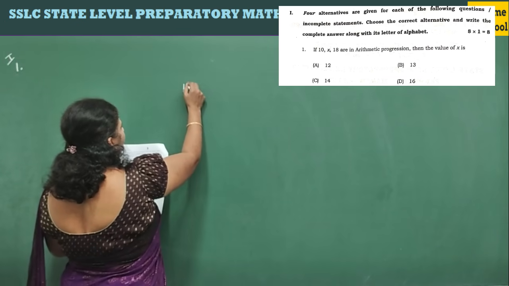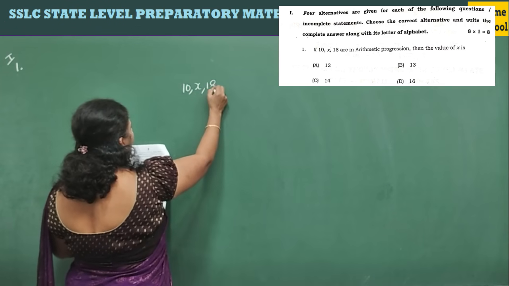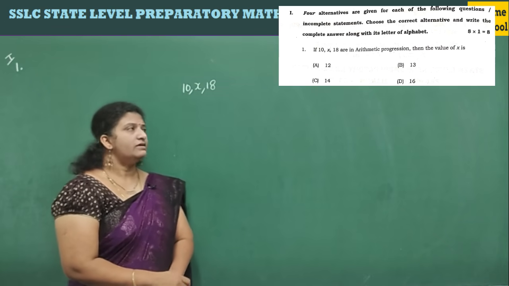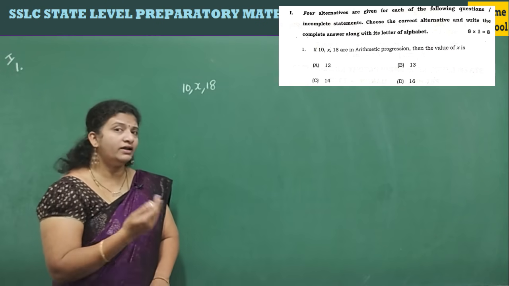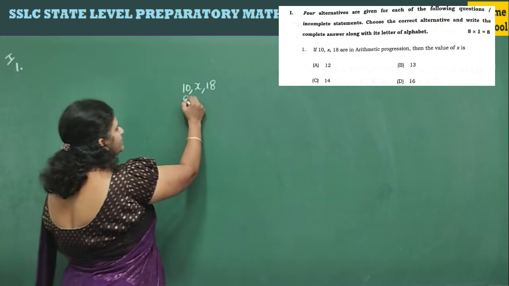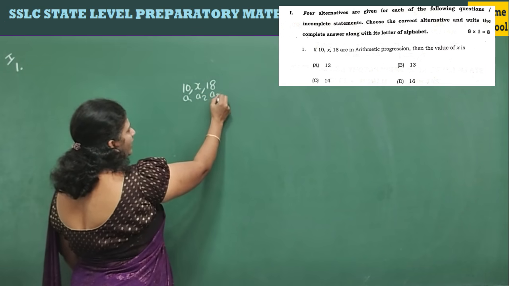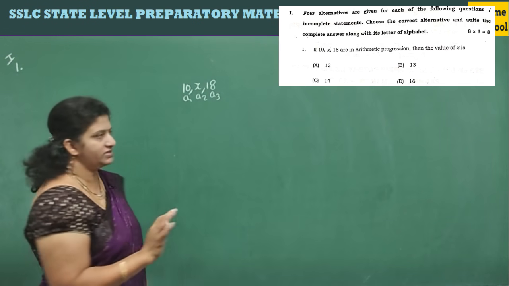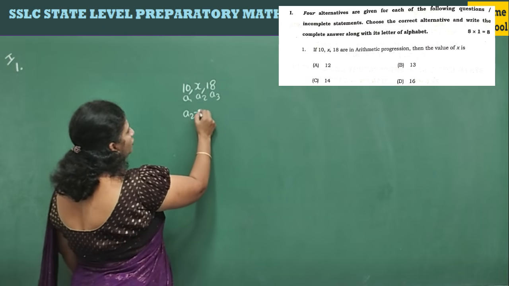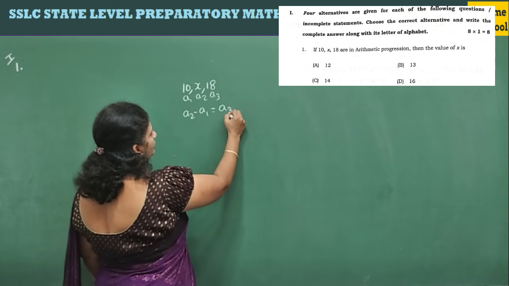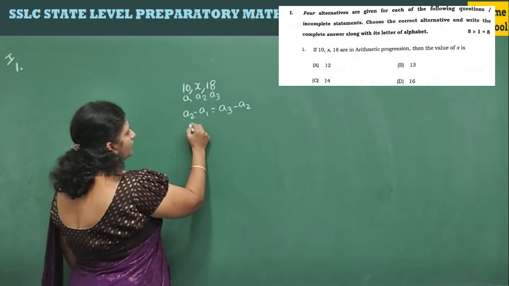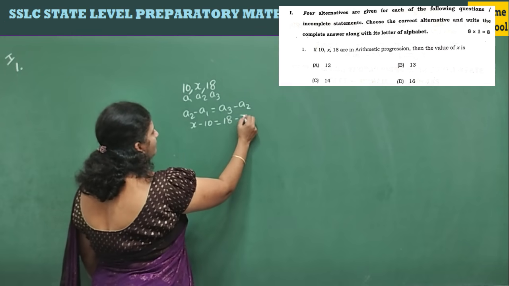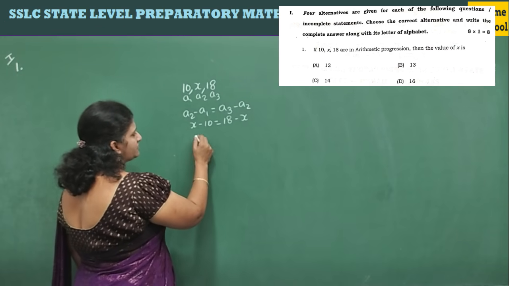If 10, x, 18 are in arithmetic progression, then the value of x is... See, there are 3 terms, they are in arithmetic progression, means let me write A1, A2, A3. If they are in arithmetic progression, their common difference will be constant. That means A2 minus A1 must be equal to A3 minus A2. X minus 10. Substitute the values. A3 18 minus x.